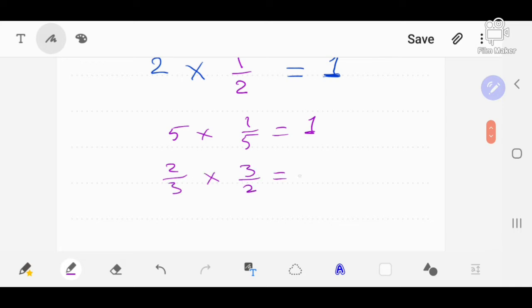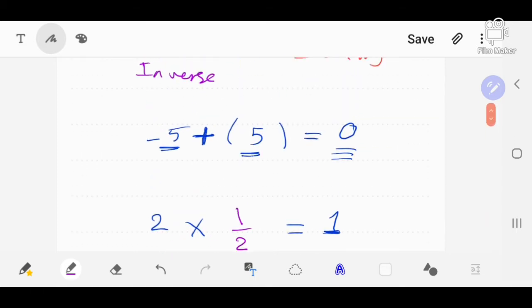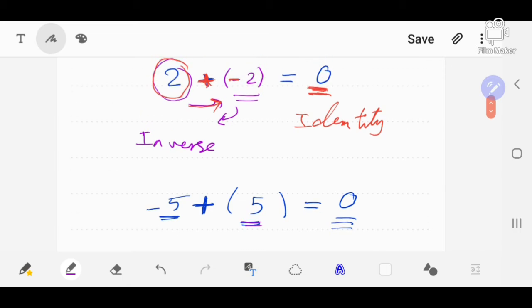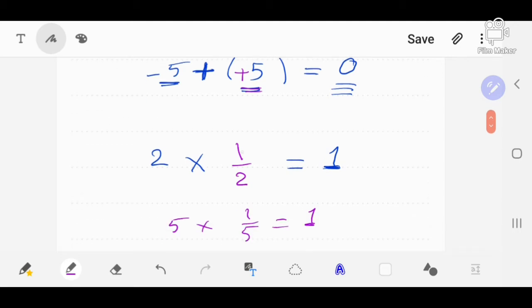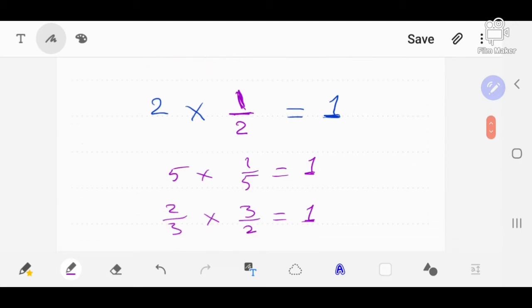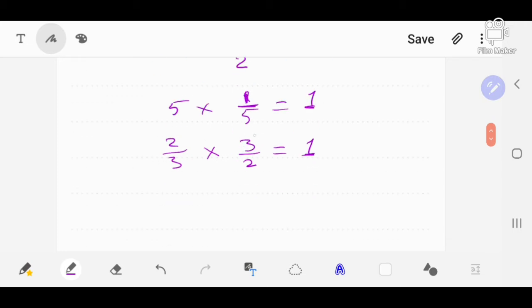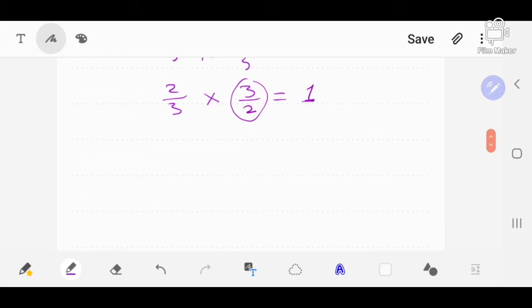So in addition, the inverse is the opposite sign. In multiplication, the inverse is a reciprocal. And 1 over 2 over 3 will give you 3 over 2, of course. So, inverse and identity for now.